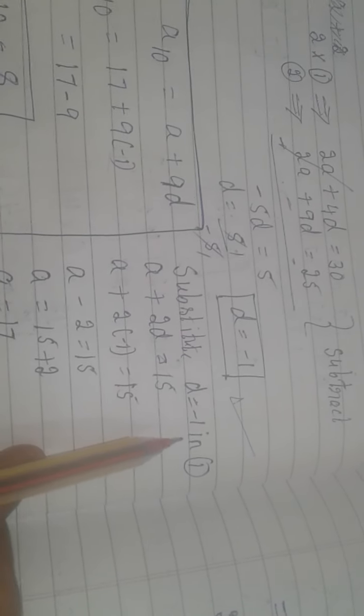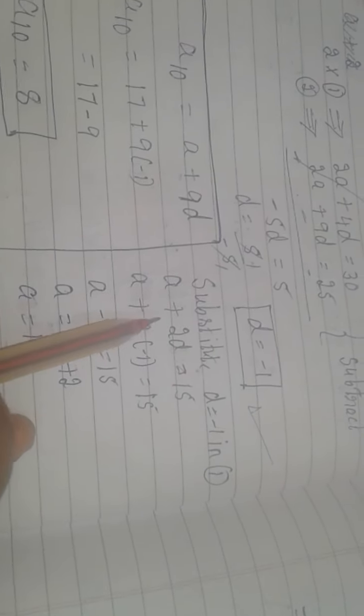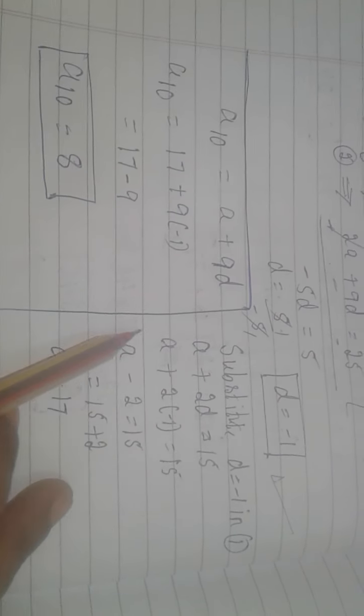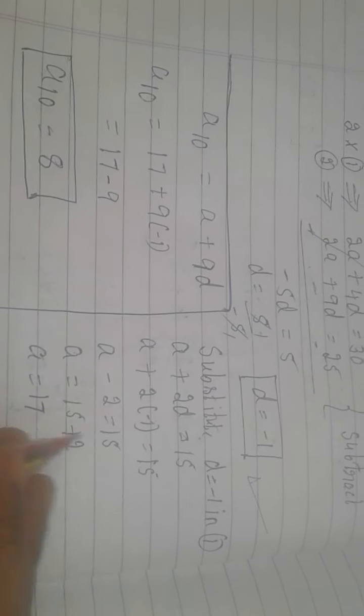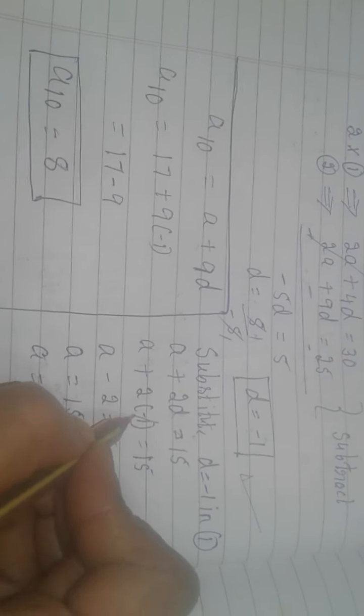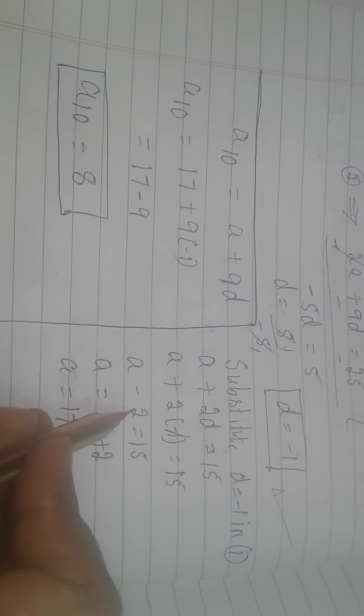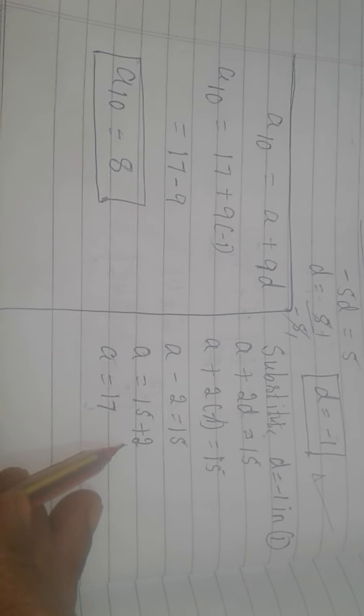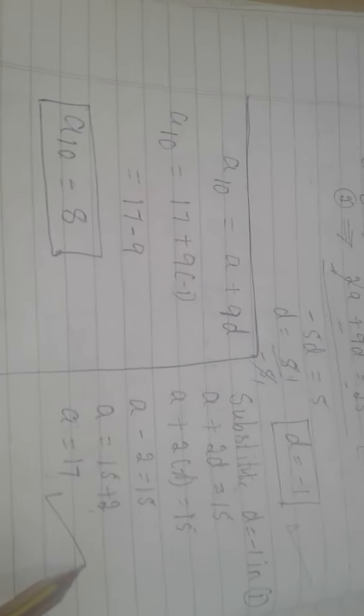So I don't know a now. So substitute d equals minus 1 in equation 1. So this is your equation 1. a plus 2d equals 15. a plus 2 into d, what is d? Minus 1. So 2 into minus 1 is what? Minus 2 equals 15. Minus 2 comes this side, it becomes plus 2. So a, I got 17.